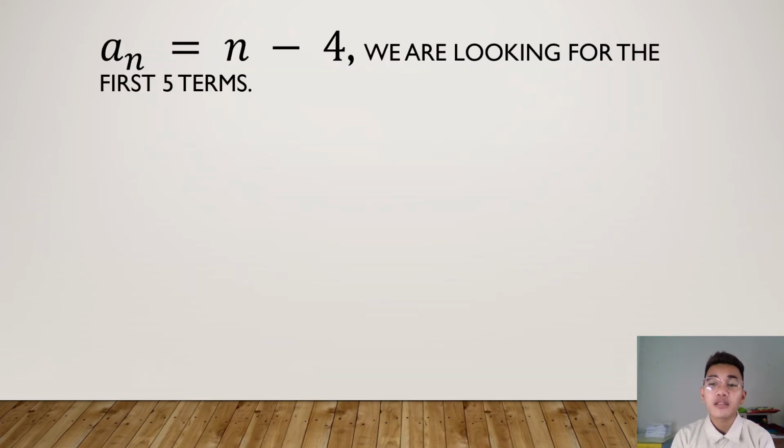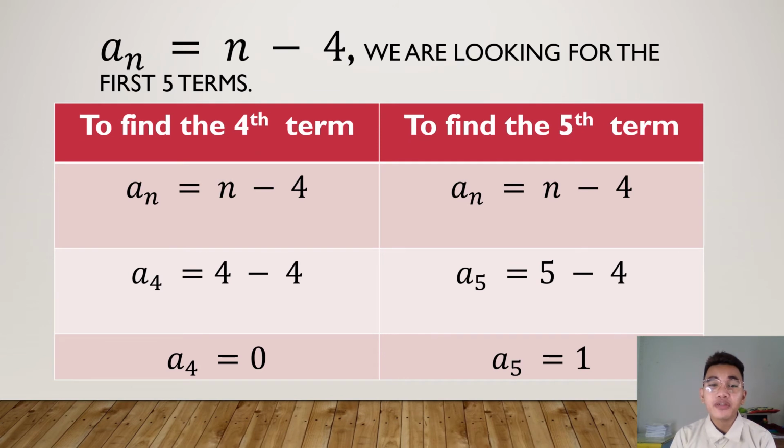Okay, let's proceed. So the fourth term. We're looking for the fourth term of the sequence, and then the fifth term. The process is the same. You're going to substitute 4 to n. So a sub 4, then 4 minus 4. So a sub 4 is 0, because 4 minus 4 is 0.